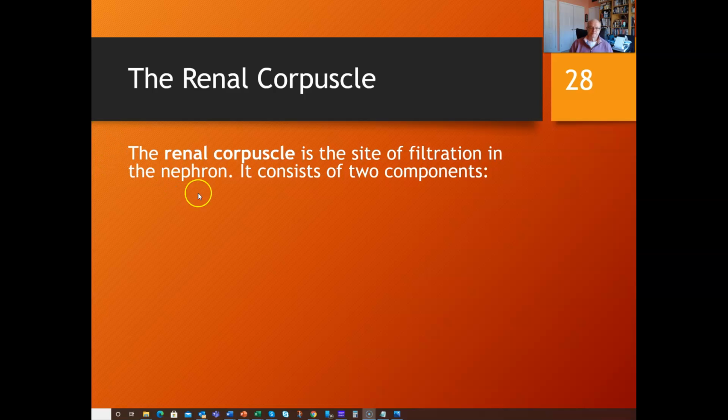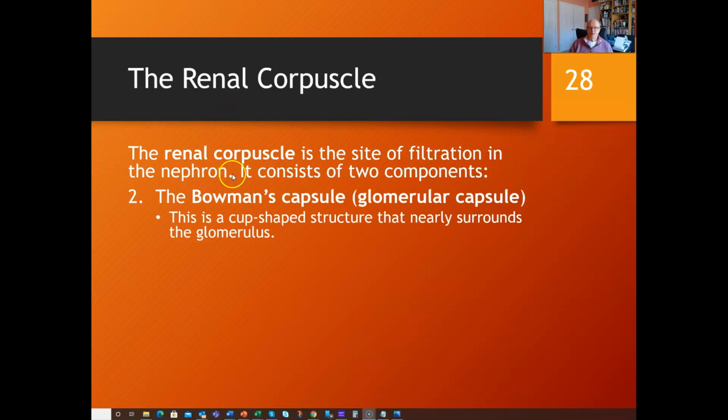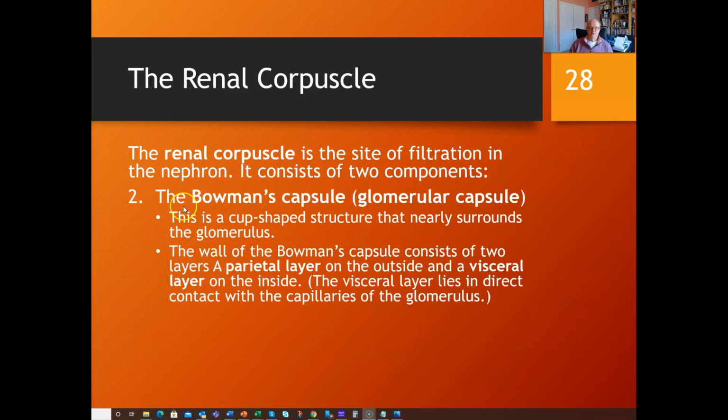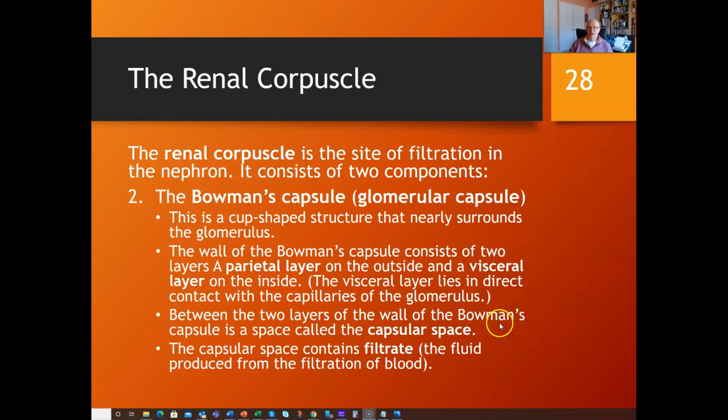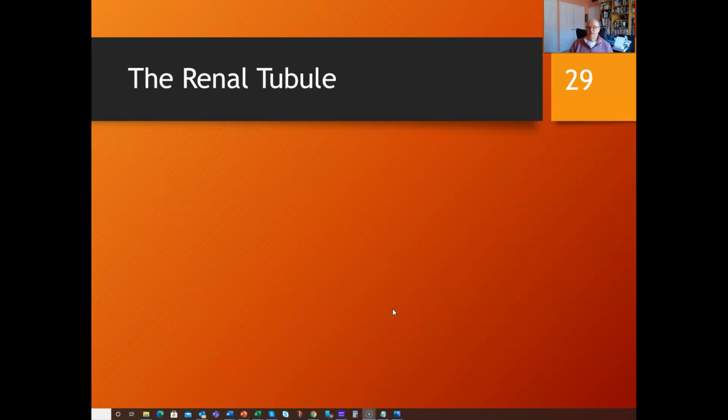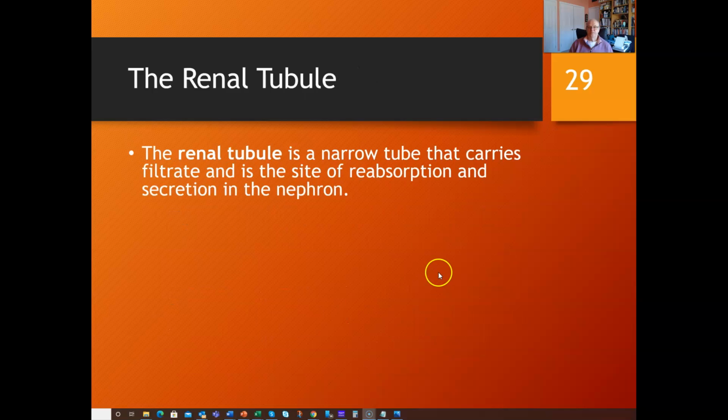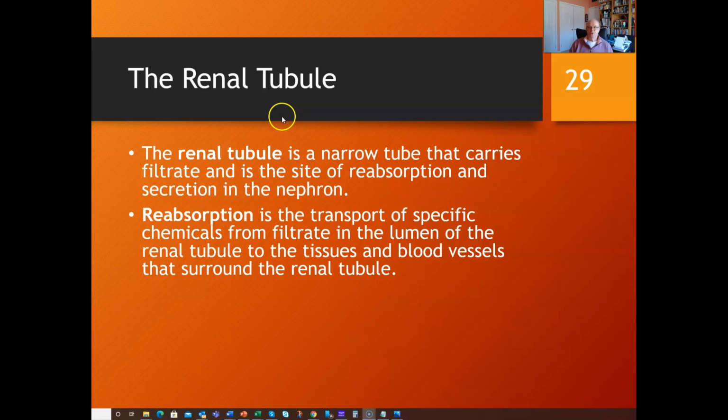Okay. So it's a site of filtration. There's the Bowman's capsule, the glomerular capsule, and you've seen what that does. It has a parietal layer around the outside, just like any other parietal layer, and a visceral layer that wraps around the capillaries themselves. Okay, and there's the capsular space which collects the filtrate, and it then goes off to the proximal convoluted tubule. So we look at the tubule.